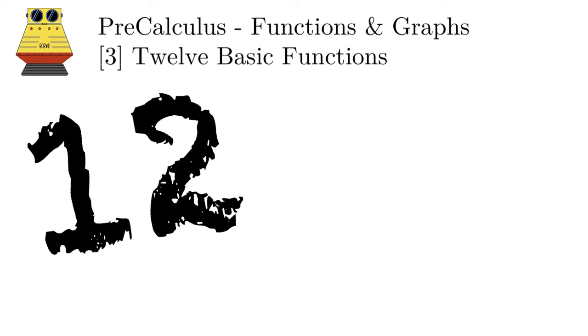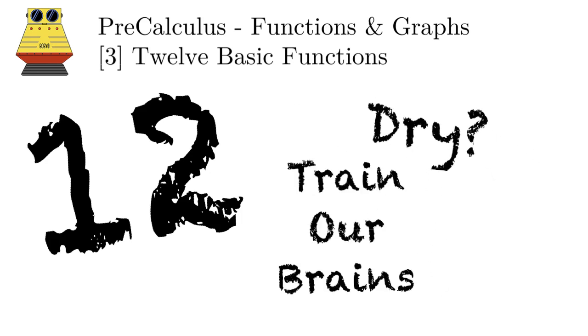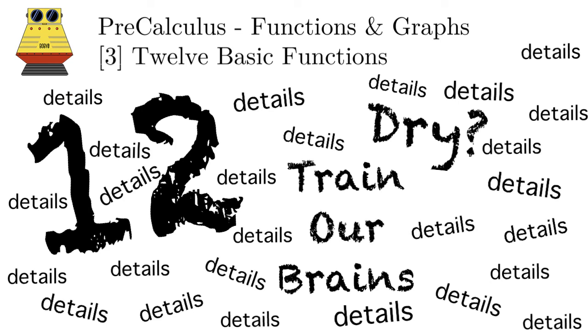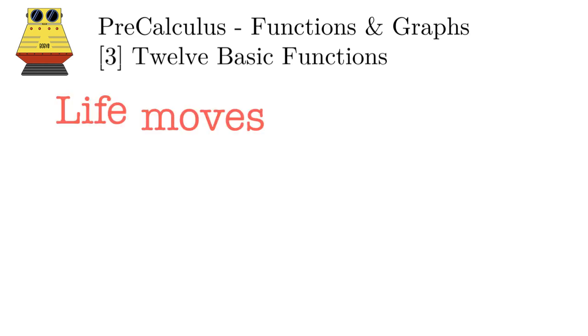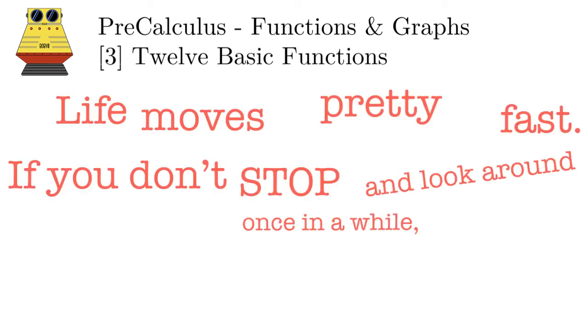While analyzing graphs could be somewhat dry, for lack of a better word, it's important for us to train our brains to notice details like the ones we just looked at. Because in mathematics and everyday life, there are a lot of details, and we want to make sure that we notice them. Like Ferris Bueller said in 1986, life moves pretty fast. If you don't stop and look around once in a while, you can miss it.